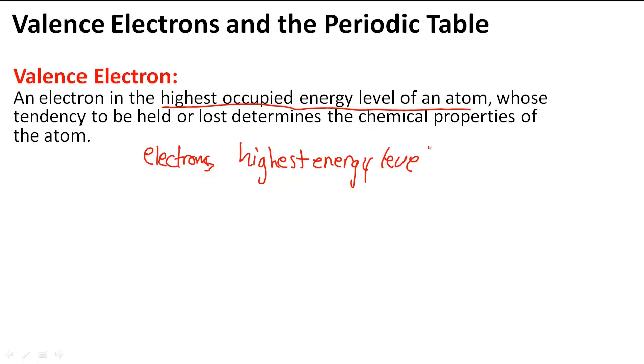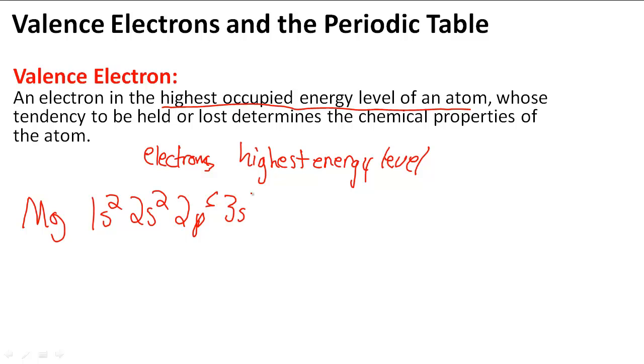So let's take a look, for example, at magnesium, which has an electron configuration of 1s2, 2s2, 2p6, and 3s2. We use electron configurations because they tell us about the electrons and give us the energy levels of the electrons. Here, we can see that magnesium has 12 electrons: 2 plus 2 is 4, plus 6 is 10, 10 plus 2 is 12.